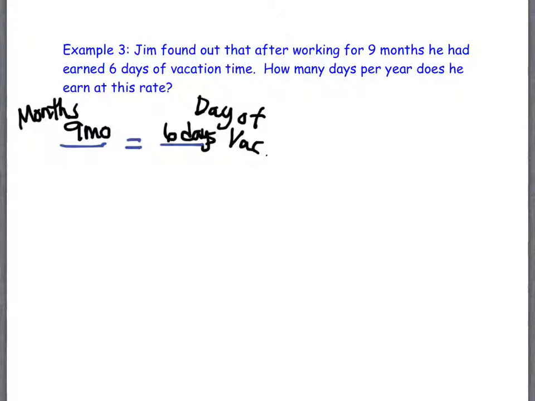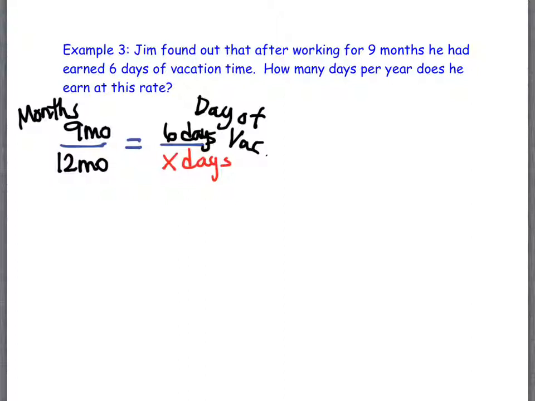Okay? What's the other months that we're talking about? 12. Okay, we've got to keep them in months, or you've got to keep the units to match up. So this is 12 months on bottom. What's the number of days? We don't know. That's what we're looking for, right? I mean, that's the whole point of what we're looking for. So this is the x. This is the number of days that we're looking for.